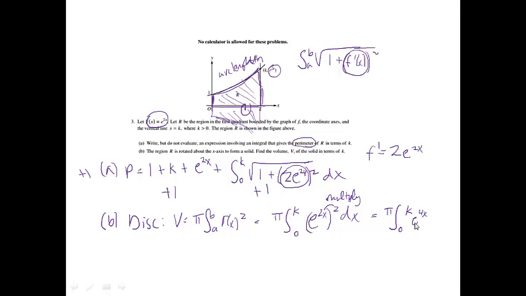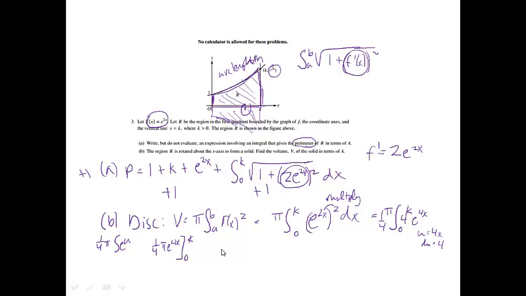I do notice that I have an e to a power, so I'm going to let u equal 4x, which means du will equal 4 dx. So I'm missing a 4 on the inside, so 1/4 on the outside. This leads me to having 1/4 pi, the integral of e to the u, and the integral of e to the u is just e to the u. So I'm going to have 1/4 pi e to the 4x, and then I have to evaluate it at 0 and k.